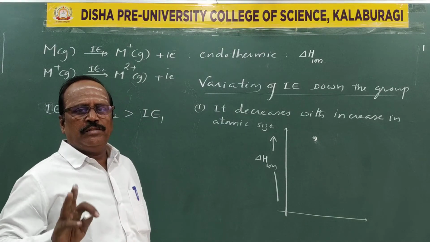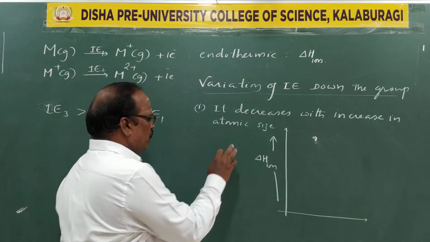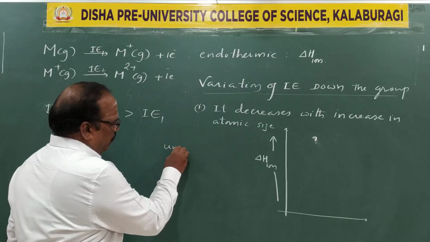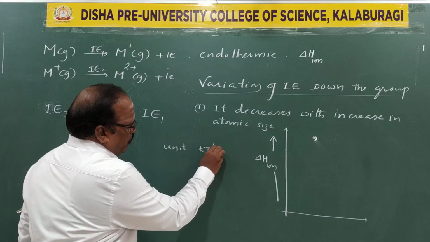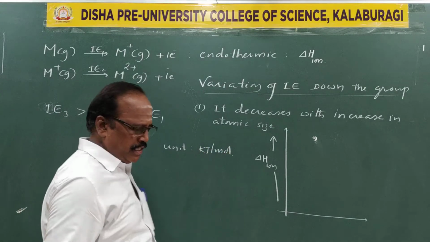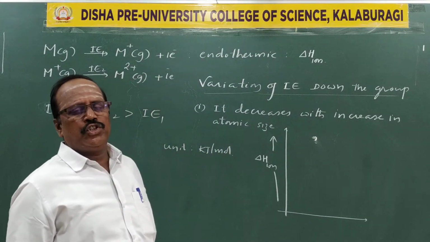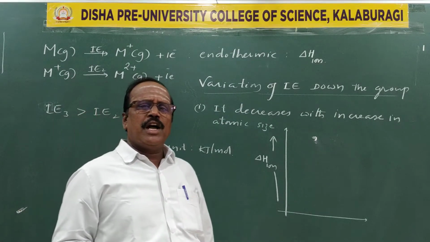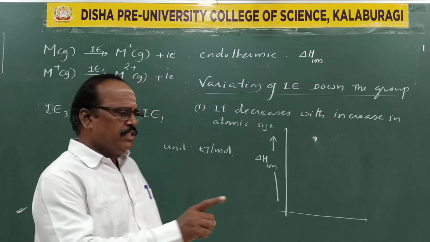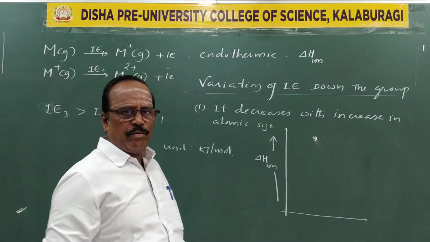Multiple choice question for CET: What is the unit of ionization energy? The unit of ionization energy is kilojoule per mole.